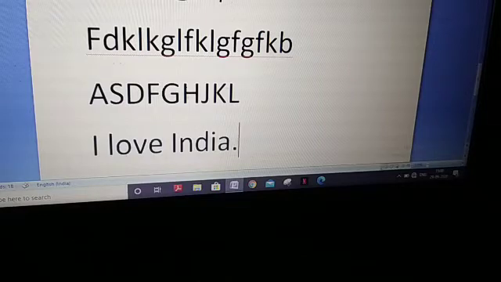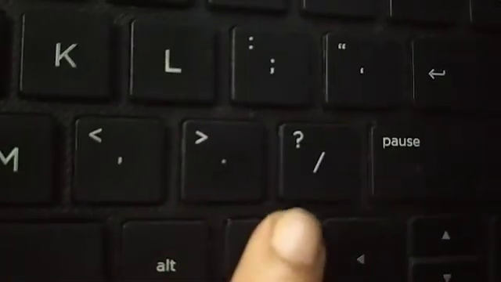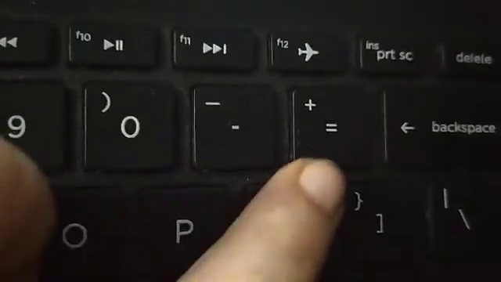Now what is next? Punctuation keys. Punctuation keys, just now I showed you. Comma, full stop. Here you can see comma, full stop, question mark. To put a hyphen here, hyphen plus sign, exclamation sign. To give an exclamation, I just now showed you, isn't it? So this is our keyboard.